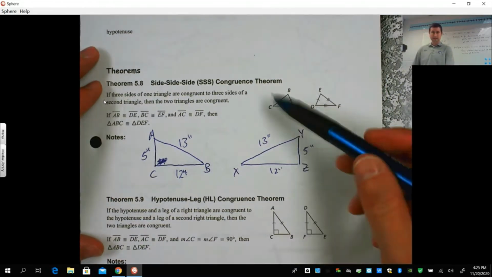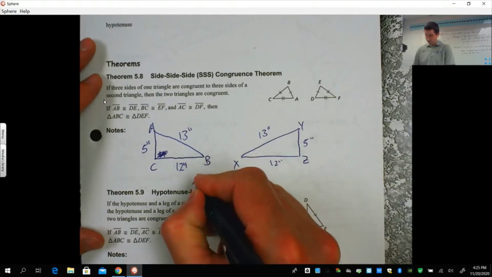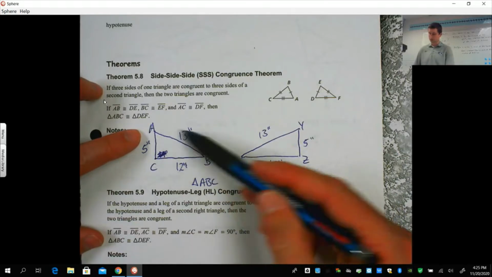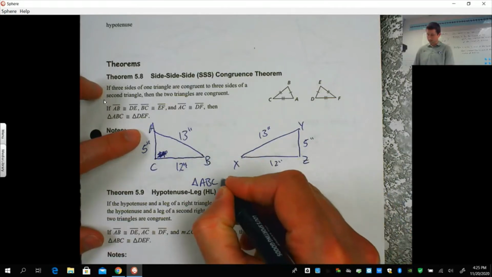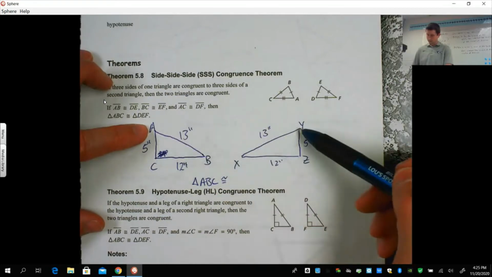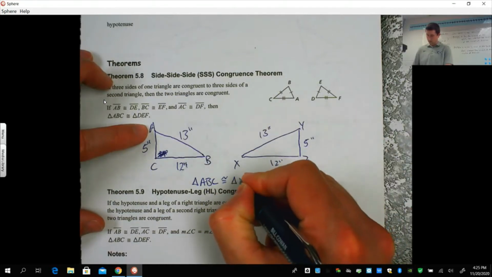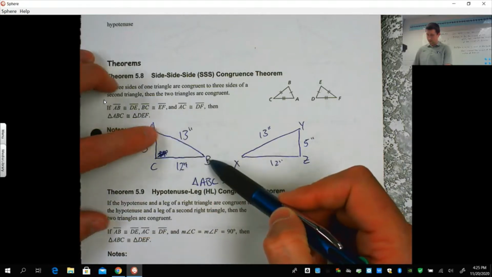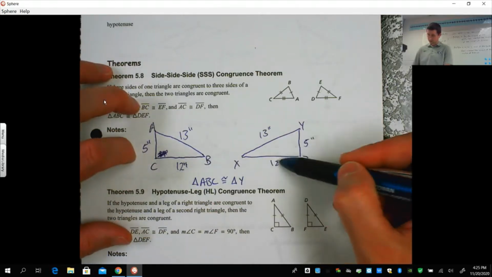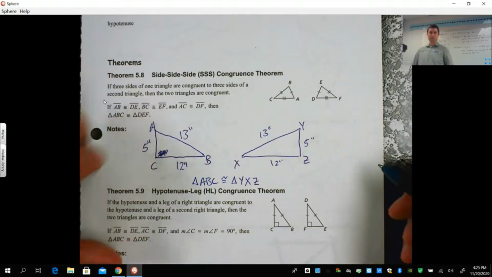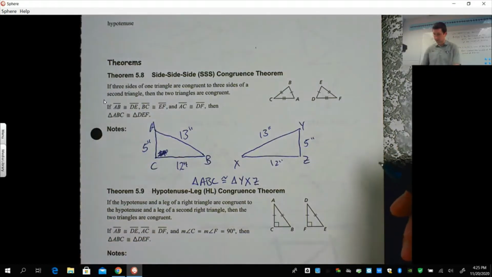Based off the side, side, side congruence theorem, I know that triangle ABC, the first one, doesn't matter the order in which you write it, has to be congruent to the second, but now we have to follow it. So A corresponds to Y, so triangle ABC is congruent to triangle Y, then B is between the 13 and 12 side, so X, and then Z is going to be the third one. So that's the side, side, side congruence theorem.